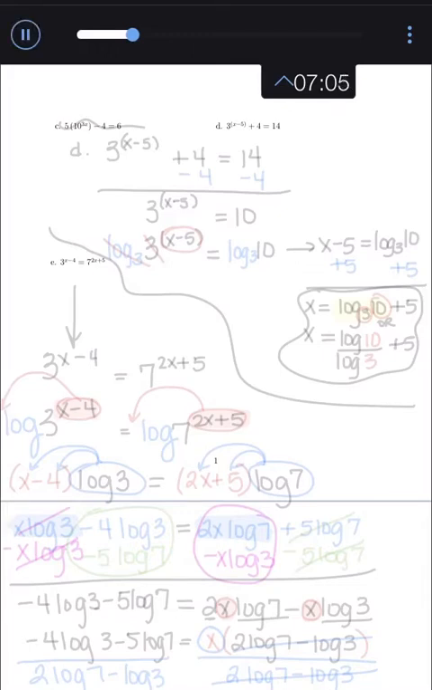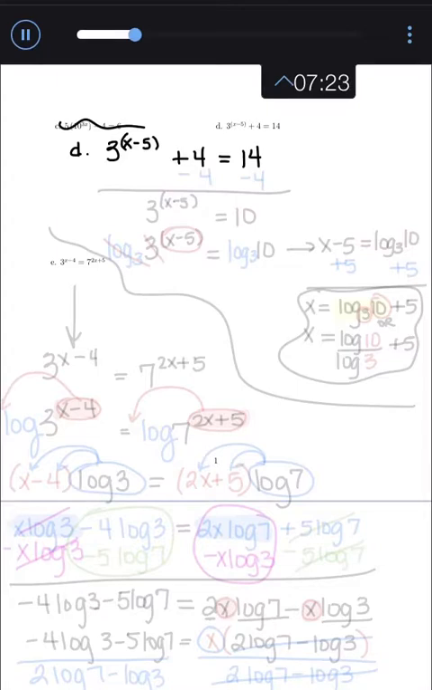So we've already done problems A, B, and C. Let's look at problems D and E. Let's look at D first. In problem D, we've got 3 to the x minus 5 plus 4 equals 14.